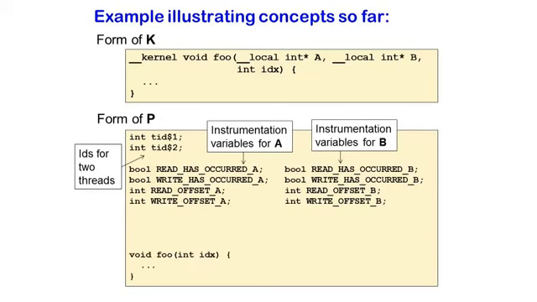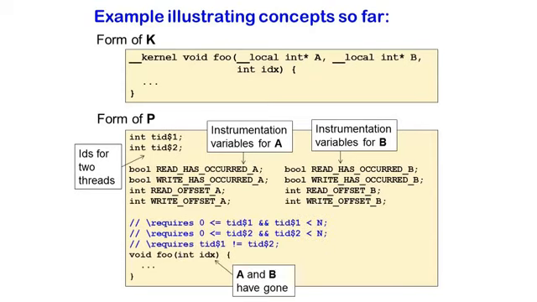And then the kernel function foo is replaced with a regular function foo, where we have the idx parameter, that was a parameter to the original kernel function, but these array parameters A and B are gone. We're not representing them in the sequential program. And then we have some preconditions. So we have preconditions saying that tid1 and tid2 are distinct and are in the appropriate range.